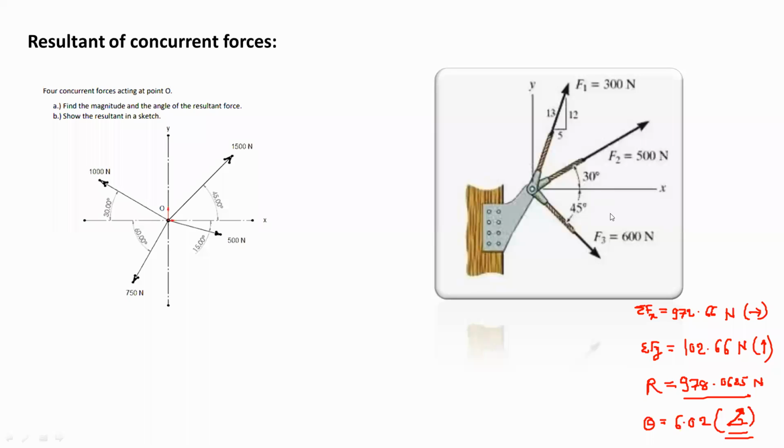The summation Fx for this problem is 979. Then summation Fy is equal to 102. You can check your answer. And resultant is 978.0625, and the angle of resultant is 6.02.